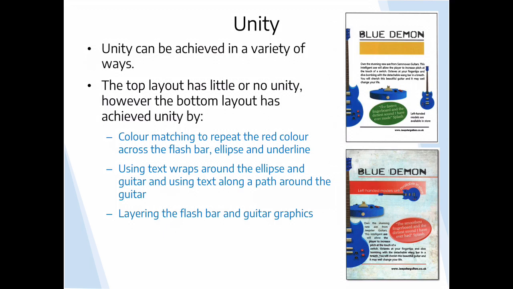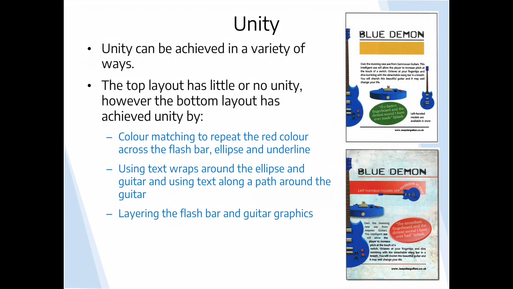And one of the ways that that jumps out, first of all, is through the use of colour. By using that consistent red colour for the underline, for the red gradient fill flashbar, and for the ellipse, everything seems consistent. They've also done the same with typeface, the blue demon typeface up at the top of the page, and for the small footer bit of text down at the bottom right of that publication, they use the same typeface to try and keep things consistent. And that's what Unity is about, consistency, which leads to this idea of organisation and structure.